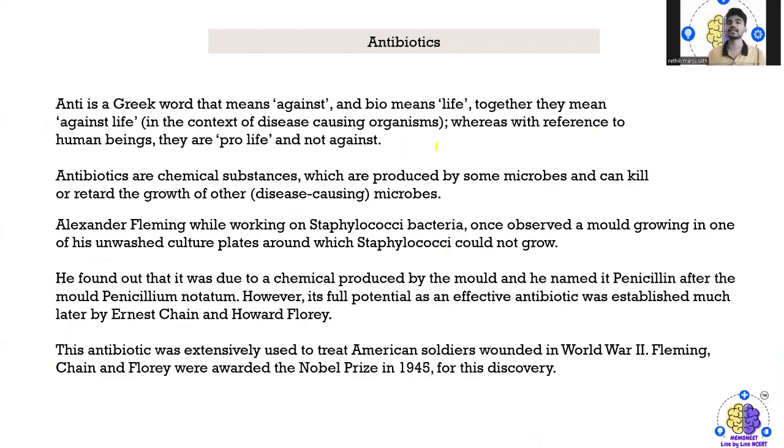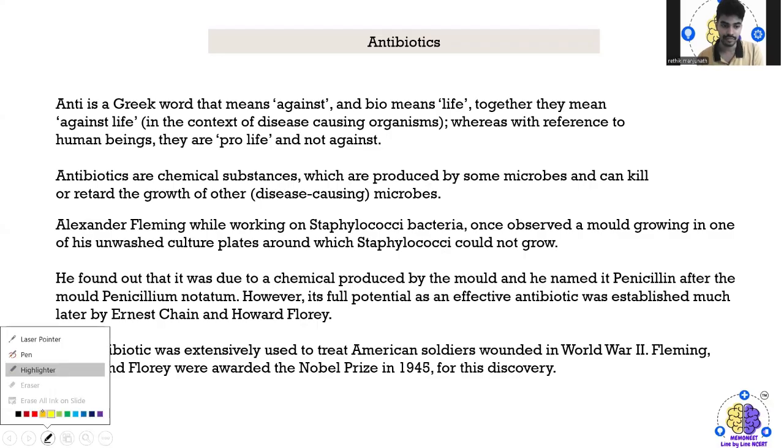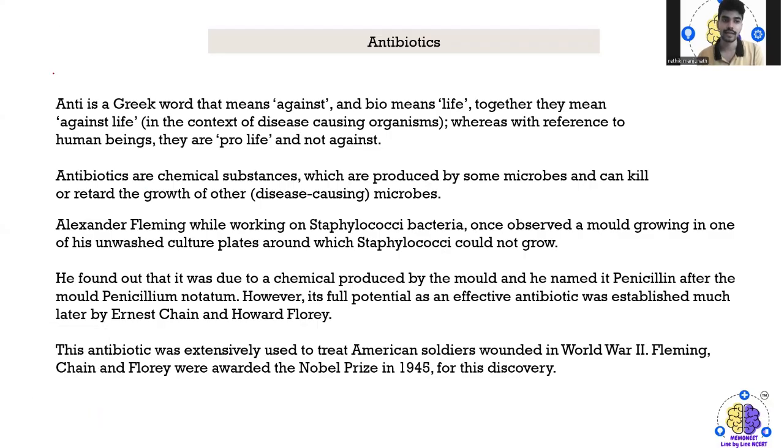The next one we have is antibiotics. Antibiotics are very famous, right? Because anti is nothing but against, and biotics is nothing but living organism. So when I'm talking about antibiotics, together when we bring it, they're against disease causing organisms. That refers purely to disease causing organisms, not human beings. So they are against disease causing organisms, not us.